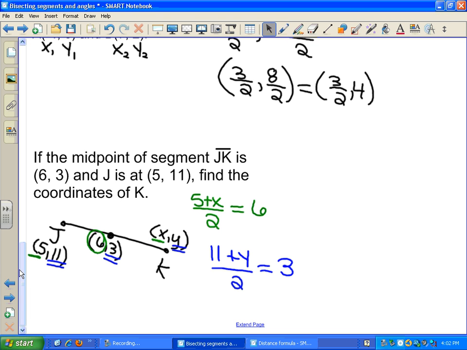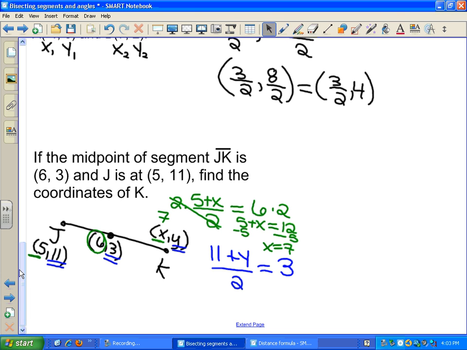For my first one, since that entire equation is being divided by 2, to undo division, I'm going to multiply both sides by 2. Those will cancel. So 5 plus x is equal to 12. Subtract 5. I get x is equal to 7. So the x value for K is 7.